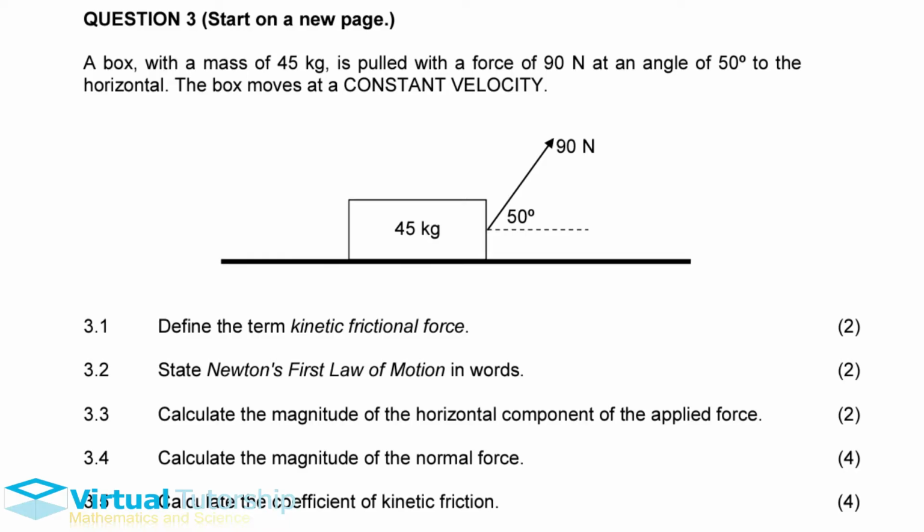Question 3 says a box with a mass of 45 kilograms is pulled with a force of 90 newtons at an angle of 50 degrees to the horizontal. The box moves at a constant velocity. The constant velocity statement is a keyword, right? Because here we will apply only Newton's first law. Newton's first law applies only if an object is stationary or moving at a constant velocity. They are telling us that when the 90 newton force is applied at an angle of 50 degrees, the object moves at a constant velocity. Now let's answer question 3.1.